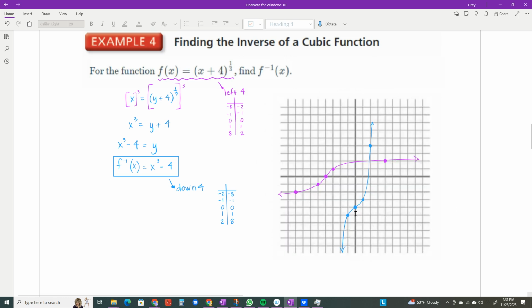Okay. The blue one, I went down 4 units and then I did my key points 1, 1, 2, 8 and the other way. And then same thing here. I went left 4 and then went over 1, up 1, 2, and 8. So again, symmetric around the line y equals x. They were supposed to intersect at that point.